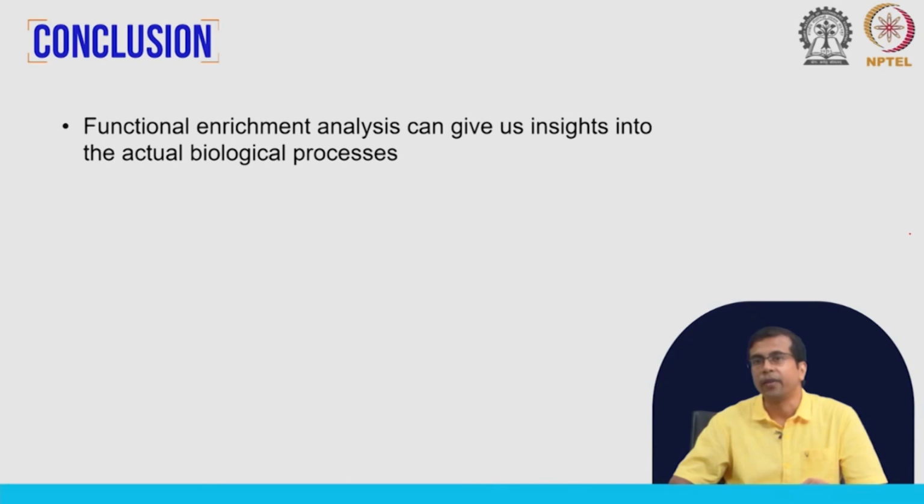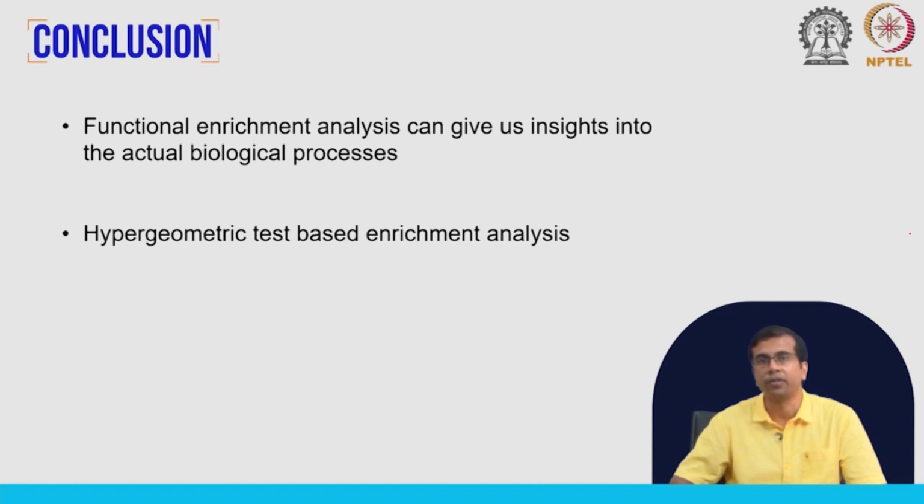So, what we have seen is that functional enrichment analysis can give us insights into the actual biological processes, right. So, we can ask questions that are actually biologically relevant. For example, you can say whether certain gene is associated with certain disease, right, or whether it is helping in progression of a disease, or whether it is involved in response to a therapy or generating resistance to a therapy, right. We can also see whether a gene or pathway is associated with stress response, right. So, stress adaptation and so on.